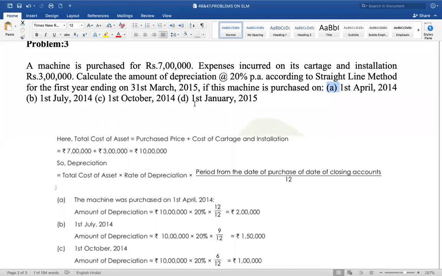Let us look at scenario D, the last scenario. If it is purchased on January 1st, how many months is it put to use? January, February, March. So 3 months it is put into use. So these are the scenarios that he's giving. Now let's look at the calculation of depreciation. The total cost, as we discussed, with the purchase price of 7 lakhs and the other expense of 3 lakhs, gives you 10 lakhs.